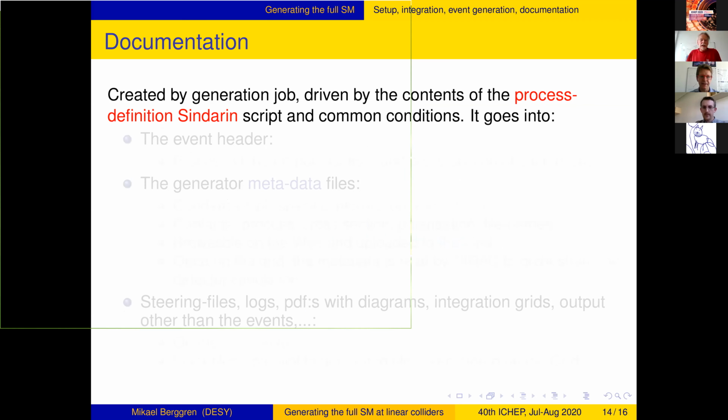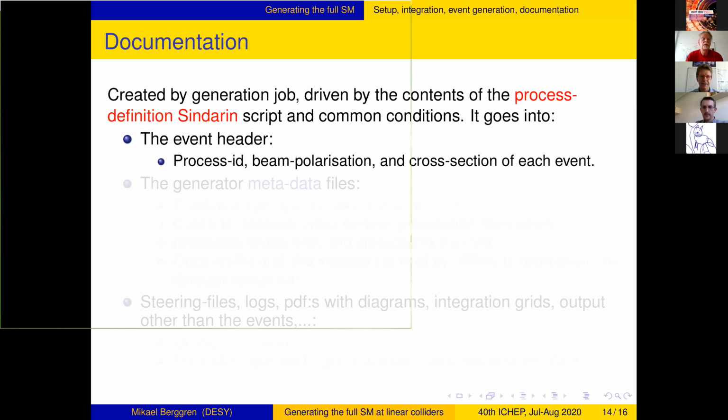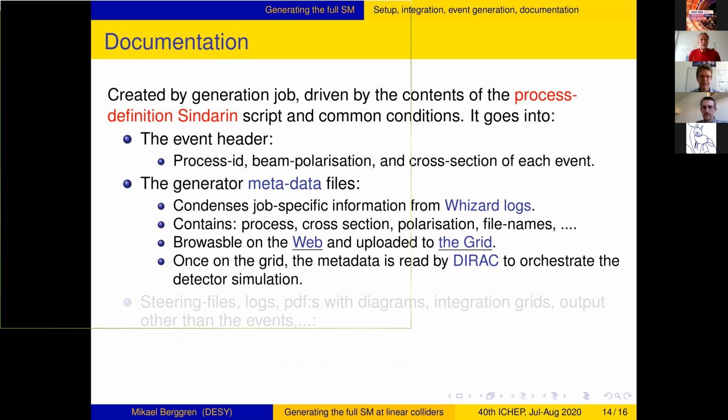Okay, then the documentation. This is created on the fly by the generation job. The most important information you actually have in the event header for each event: the process ID, beam polarization, and cross section. Then we have the generator metadata files, which condense all the job specific information.